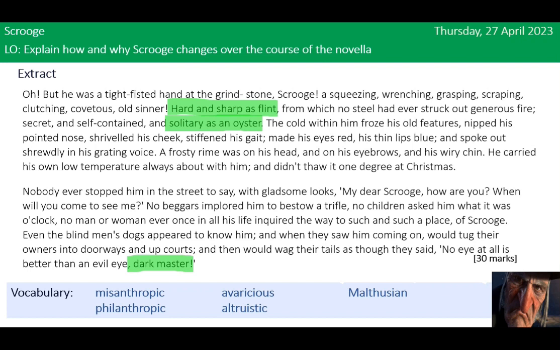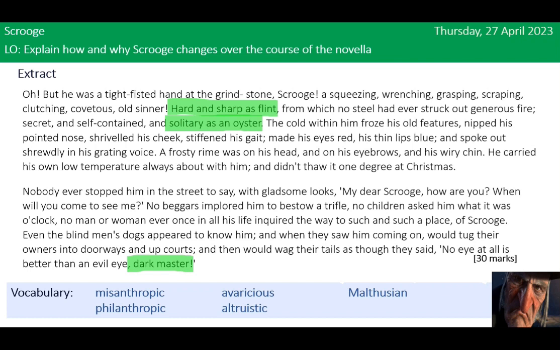as an oyster. The cold within him froze his old features, nipped his pointed nose, shriveled his cheek, stiffened his gait, made his eyes red, his thin lips blue, and spoke out shrewdly in his grating voice. A frosty rime was on his head, and on his eyebrows, and his wiry chin. He carried his own low temperature always about with him, and didn't thaw it one degree at Christmas. Nobody ever stopped him in the street to say, with gladsome looks, 'My dear Scrooge, how are you?'